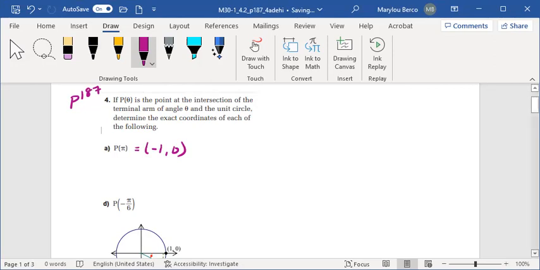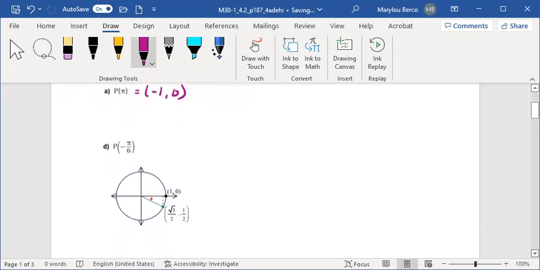Okay, P of negative pi over 6. Okay, so rotation of negative pi over 6 takes the terminal arm of the angle into quadrant 4. As shown, we covered it. It's in your textbook as well. Your unit circle needs to be memorized, which will give you root 3 over 2 and negative 1 half.